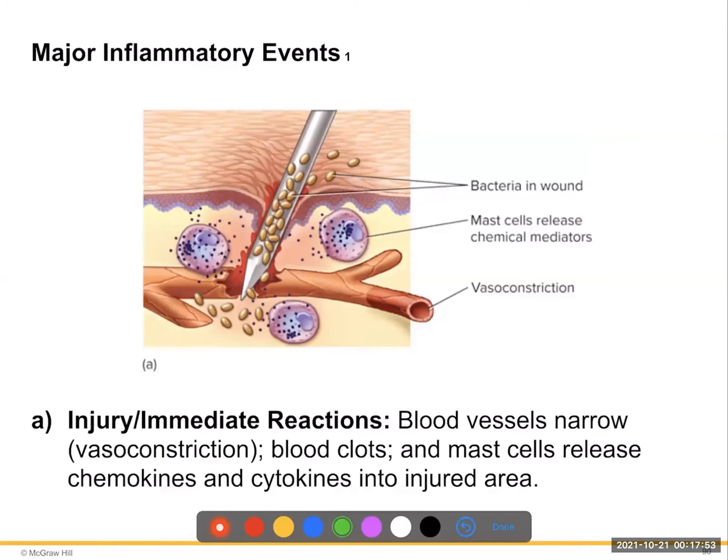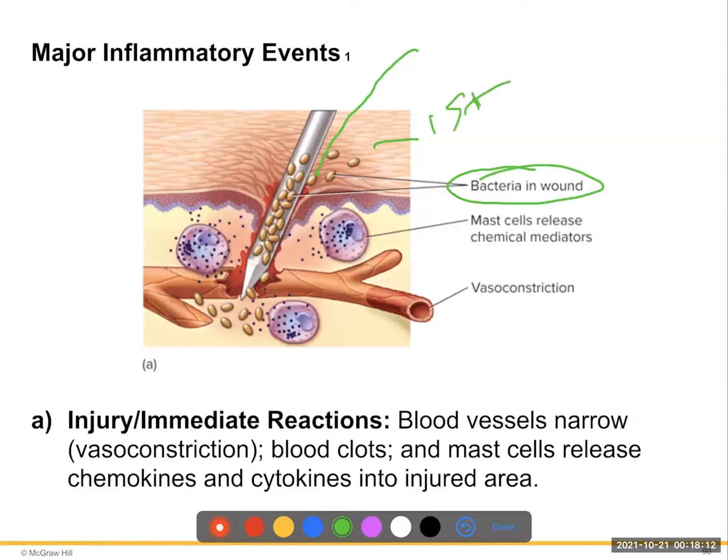So we get a major event, we get a trauma. This is the skin, this is a needle, it punctures the skin, we get a hole. So bacteria go in the wound, they enter that hole. Now we got a hole in the skin, bacteria can enter the body. This is our first line of defense. Now we got a break in it.